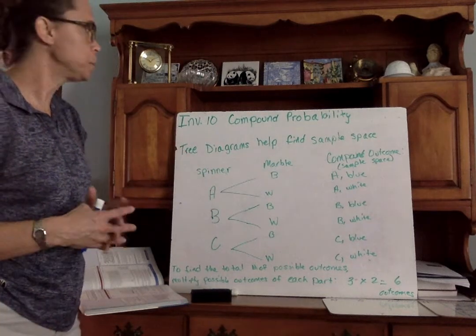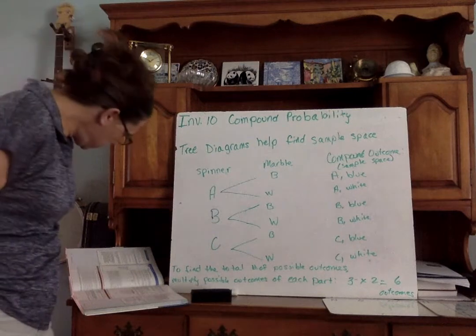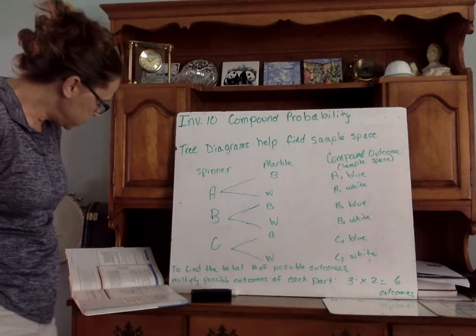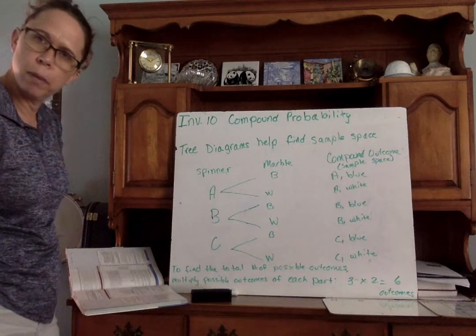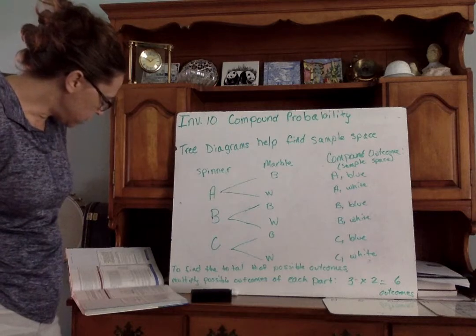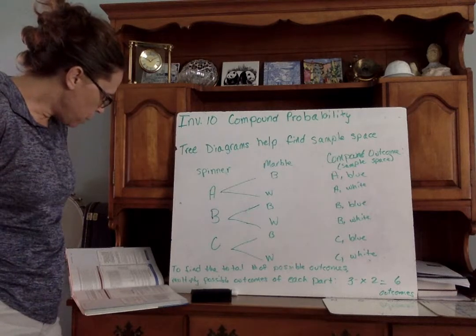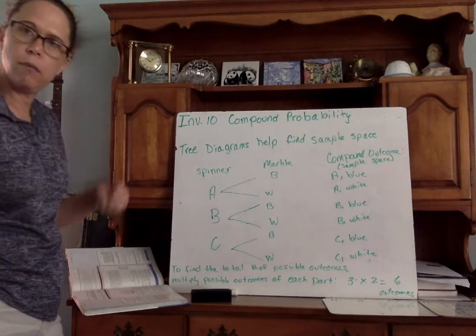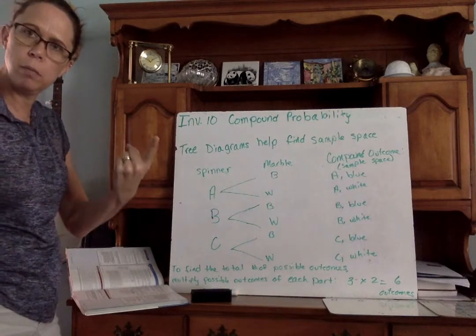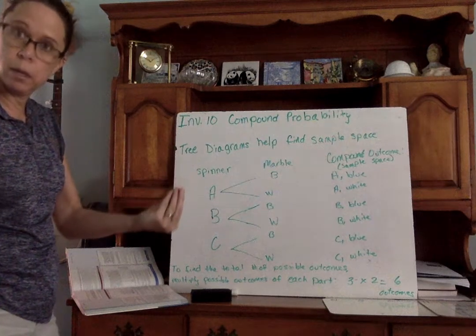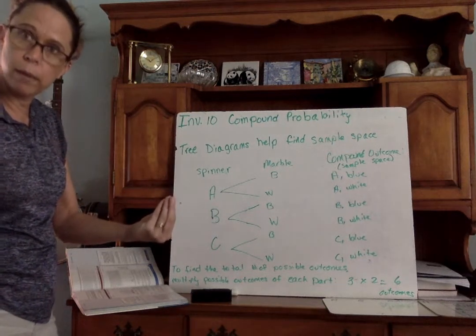Okay? So in our books, on page 524, it talks about some different compound experiments. Number 1 says a spinner with 3 sections, A, B, and C, and then a marble drawn from a bag that has 4 blue marbles and 2 white marbles. So we have an event. The first event is the spinner being spun. The second event is picking a marble out of the bag. Okay? So it's a compound event, more than one event happening.